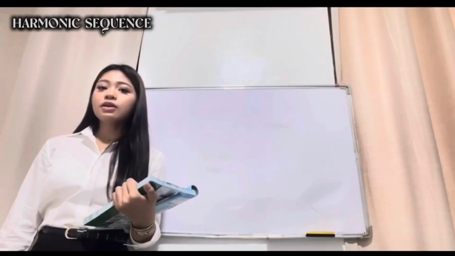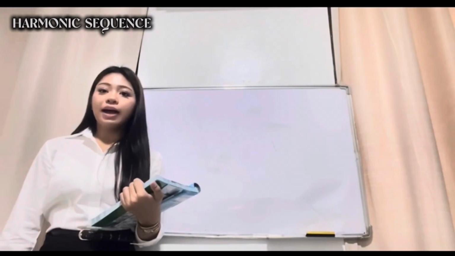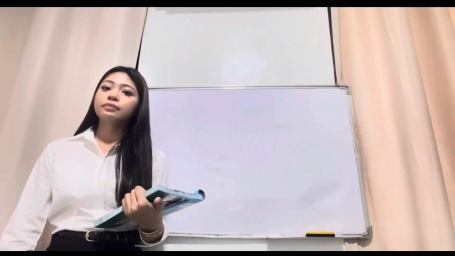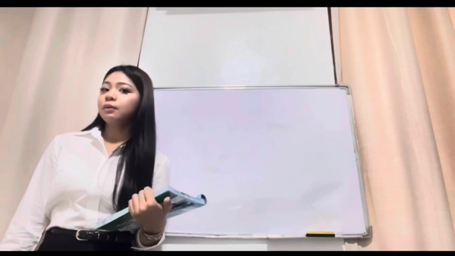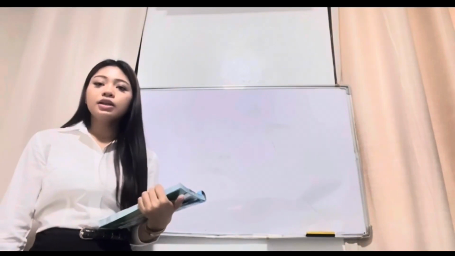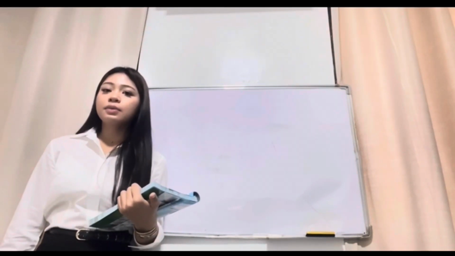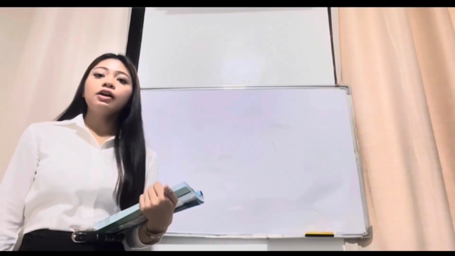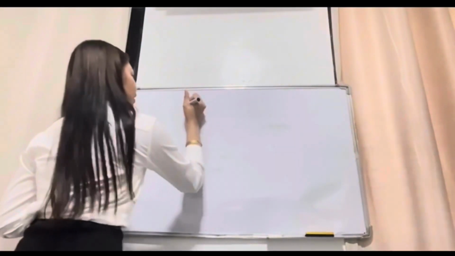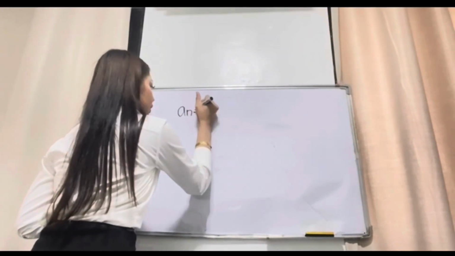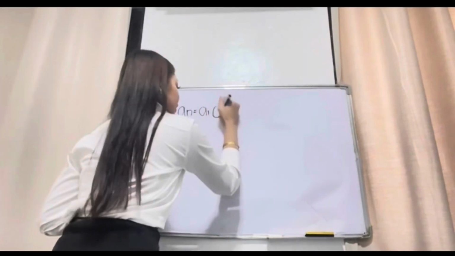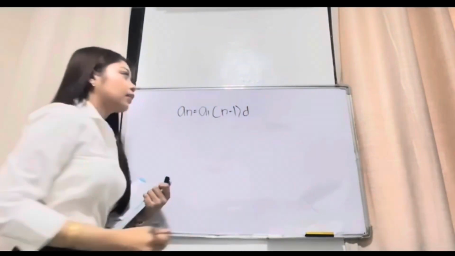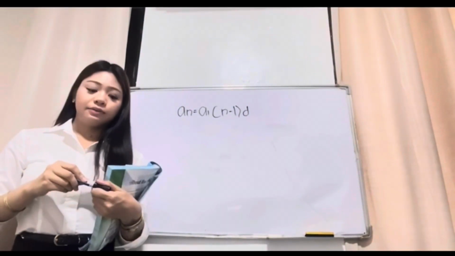Now, we will discuss harmonic sequence. We will define, illustrate, and solve problems involving harmonic sequence. First of all, what is a harmonic sequence? It is a sequence in which each term is the reciprocal of an arithmetic sequence. Then, what is the formula of harmonic sequence? The formula is a sub n equals a sub 1 plus quantity n minus 1 times d. This is the formula of harmonic sequence.